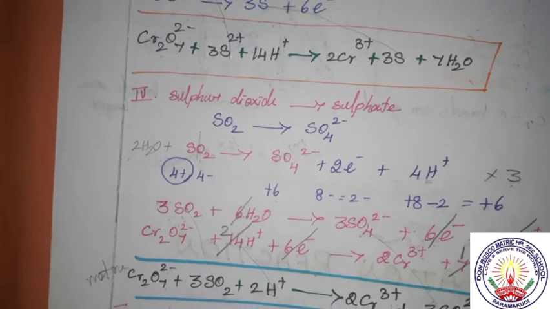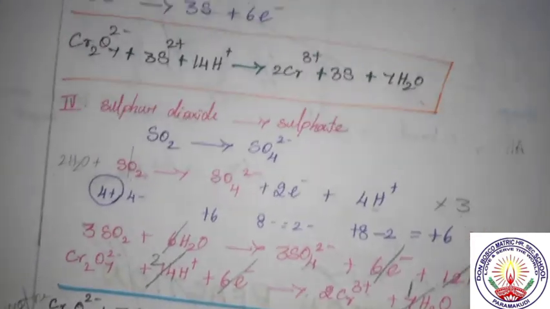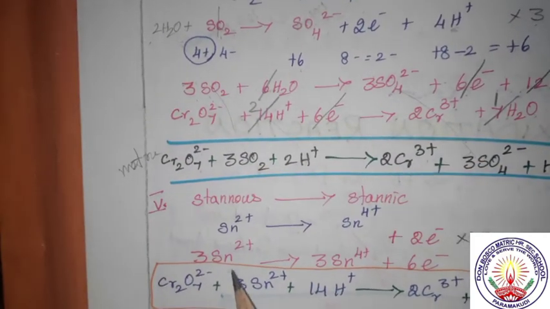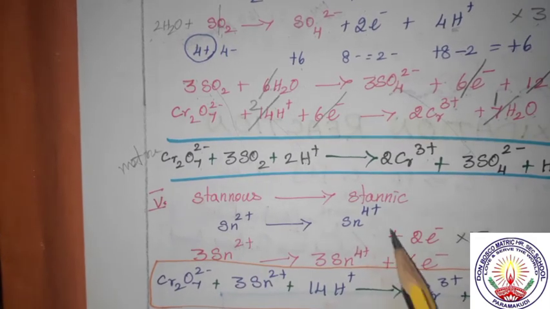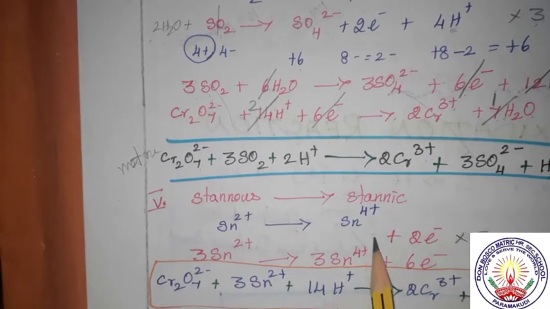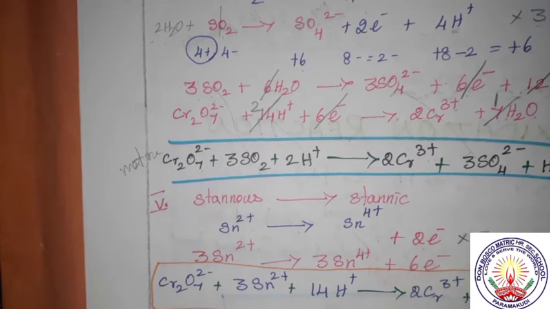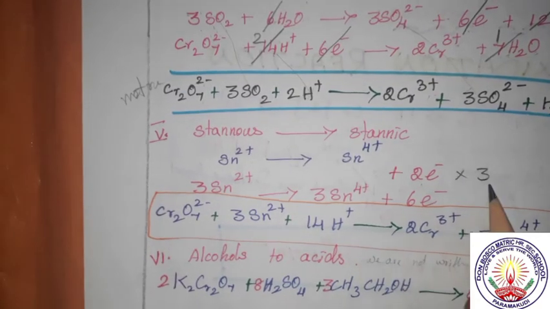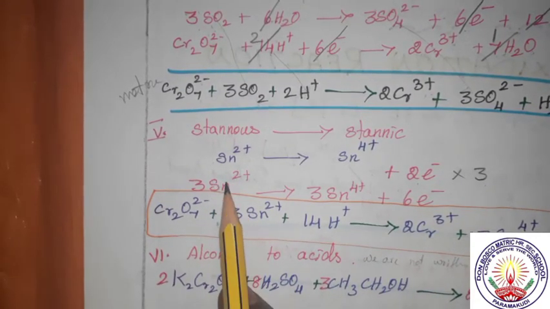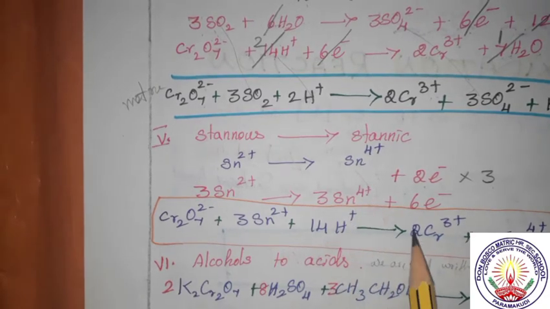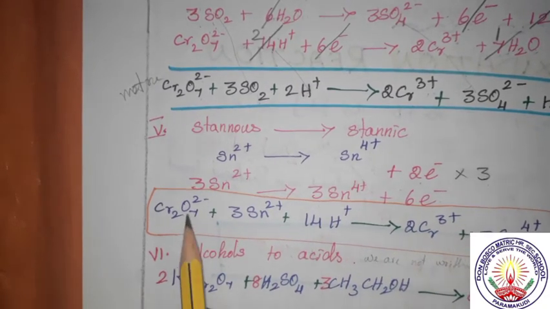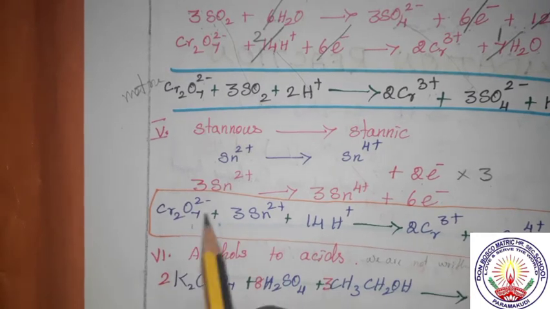The fifth one is stannous to stannic, that is Sn2+ to Sn4+. So here 2 electrons are there. In order to get 6, we need to multiply this with 3. So 3Sn2+ gives 3Sn4+ plus 6 electrons. So this is the mother equation, this we recall.